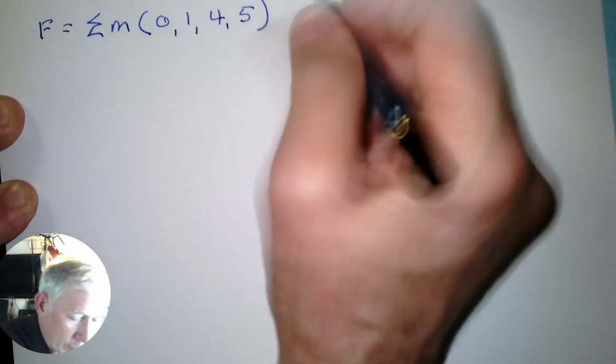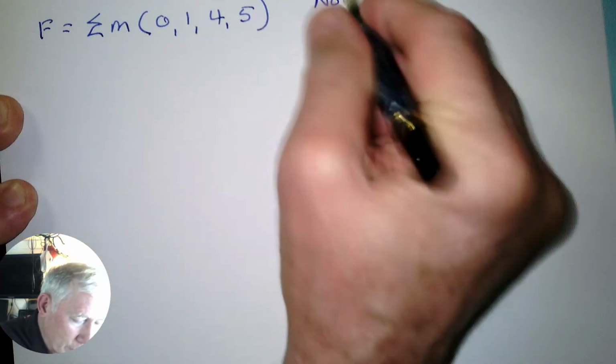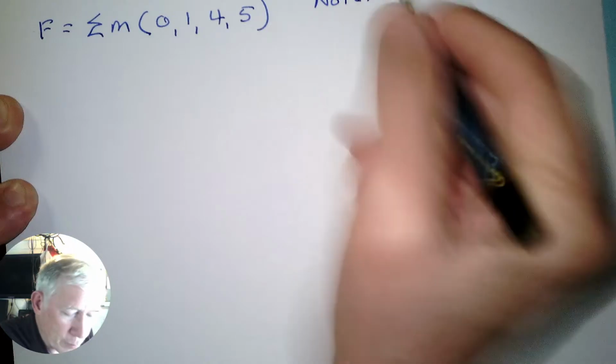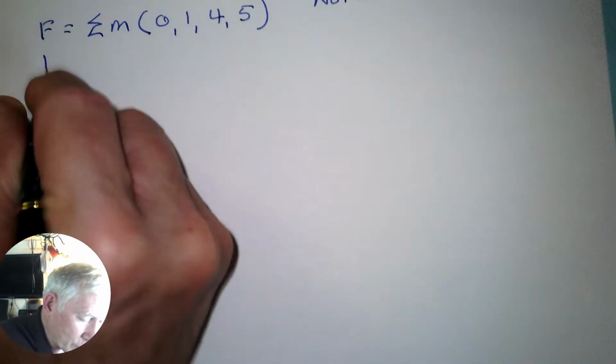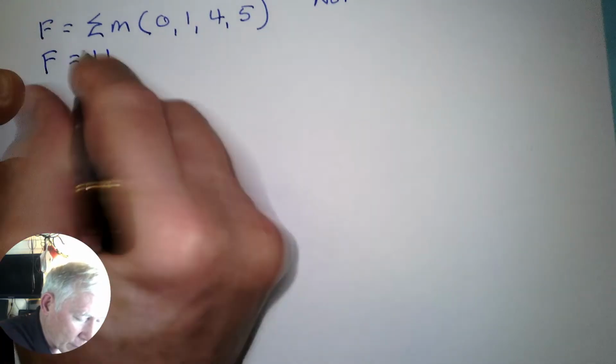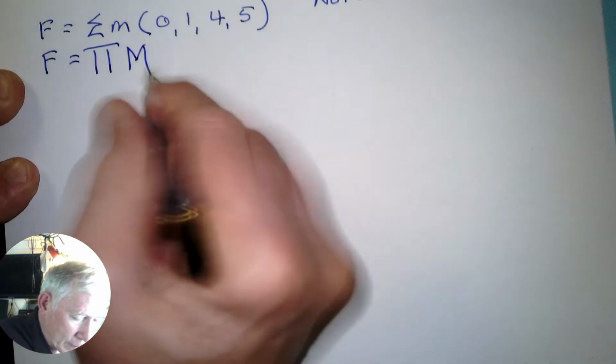So we call this the notation. This is the min term notation. There's also a max term notation. The max term notation would just be f equals the product of the big M's and then we list those.